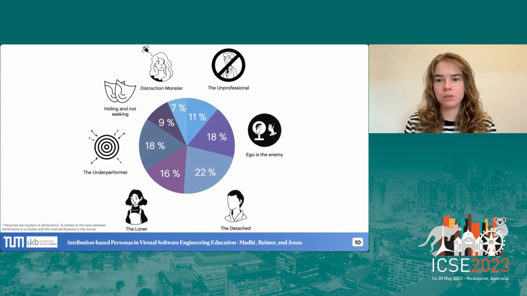And the main resource for the personas are the attributions included in the survey that I mentioned earlier, and each response of the survey was considered an attribution, and the percent in the pie chart represents the ratio between the attributions of a cluster, for example, 10 in the example of the detached, and the total attributions of the survey, namely 46 of them. And the 7 personas that we derived in the end are the detached, the underperformer, ego is the enemy, the loner, the unprofessional, distraction monster, and hiding and not seeking.